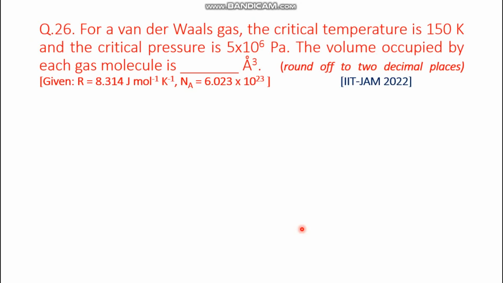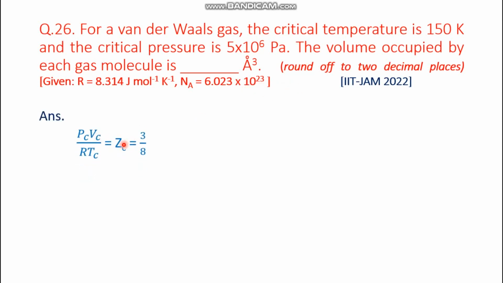And finally, question number 26. This is an NTA type question. You have to put the numerical value here. This IIT-JAM question came in 2022, and the question is: for a van der Waals gas, the critical temperature is 150 Kelvin and the critical pressure is 5 × 10⁶ Pascal. The volume occupied by each gas molecule should be what, in angstrom cube unit? We have to round it off up to 2 decimal places, and a few values are given: the universal gas constant and the Avogadro's number. Actually, we know these values, but in the question they are given. So let's find out the answer.